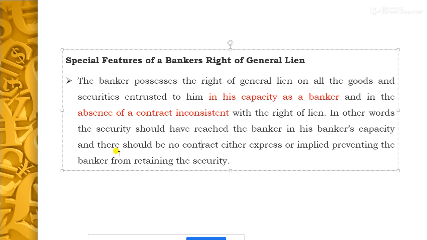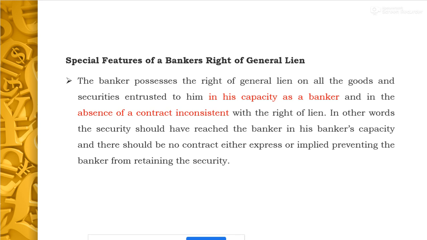ഇനി അതുകൂടാതെ there should not be any contract to the contrary, in the sense there should not be any contract, whether it is an express contract or an implied contract, preventing or restricting the banker from retaining the security. Okay, so that is the first feature of banker's right of lien.